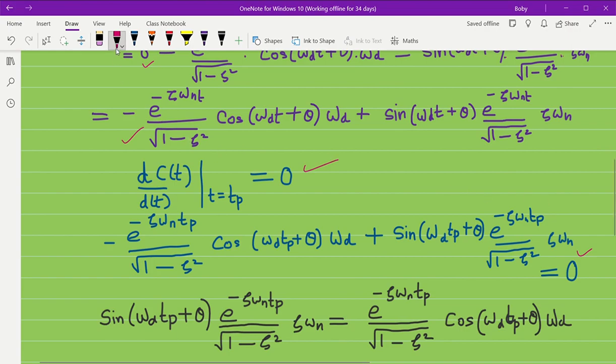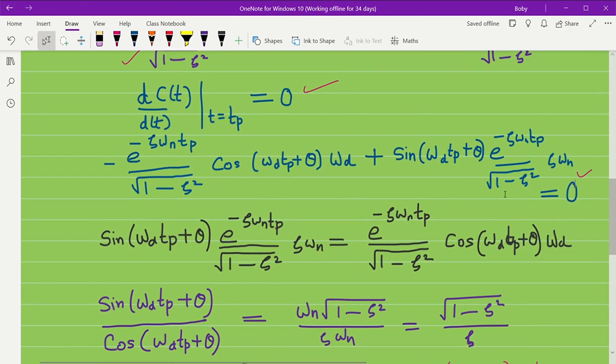So when the term becomes 0, what happens here? We can take this term to the right hand side. So we are taking this first term to the right hand side. The negative sign is here, so that goes to the right hand side. So on the left hand side, this term will be here, sine omega d tp plus theta, e power minus zeta omega n tp divided by root of 1 minus zeta square, zeta omega n. So this term is on the left hand side and this term goes to the right hand side.